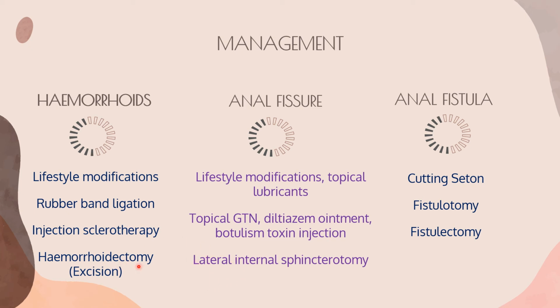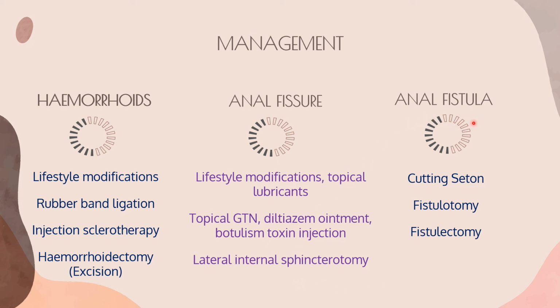Similar to hemorrhoid, lateral internal sphincterotomy is surgical management only for refractory cases. In sphincterotomy, 30% of the sphincter fibers are divided, lowering the resting pressure of the internal anal sphincter, hence improving the blood flow to the fissure. However, some degree of flatus and fecal incontinence may occur, quite often in the immediate post-operative period.